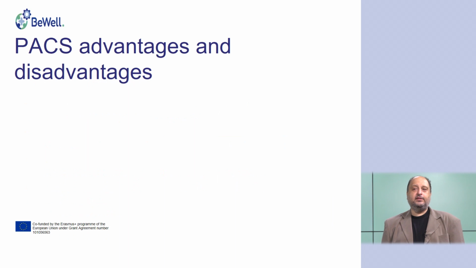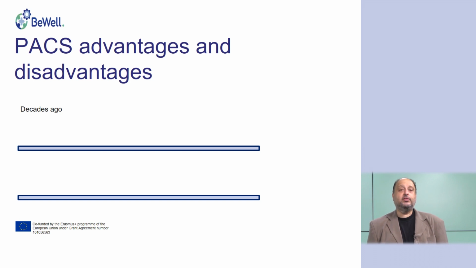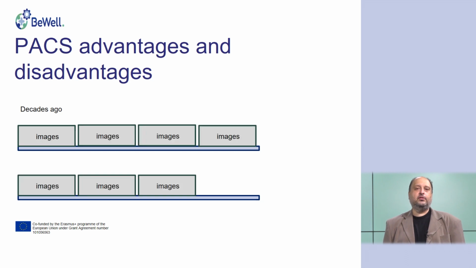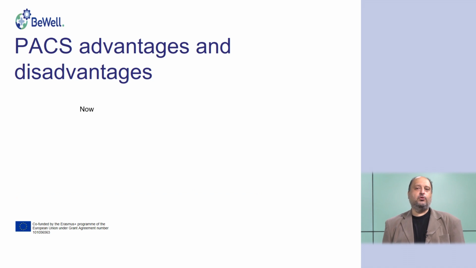What are the main advantages and disadvantages of the PACS? Some decades ago, all images were in physical form and they were stored in boxes. And you may imagine lots of shelves with image boxes. One may have to go to the storage room to search for the images, especially old ones, to search in several boxes until find the images. And now it's different. No more image boxes, no more shelves, and all this space is empty and can be used for some other purpose.